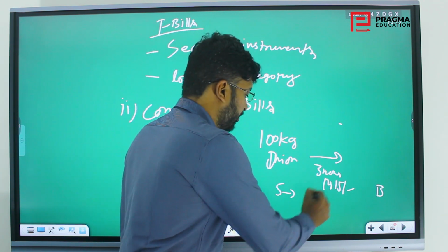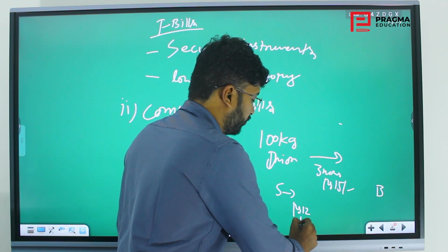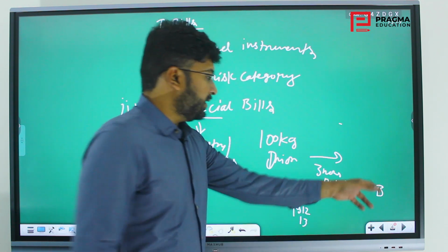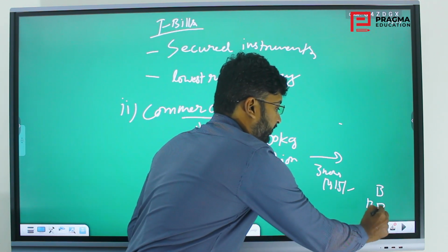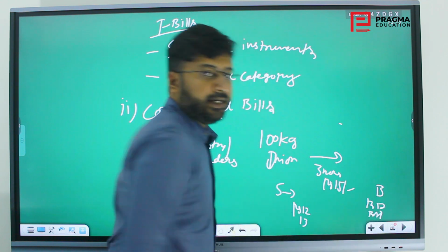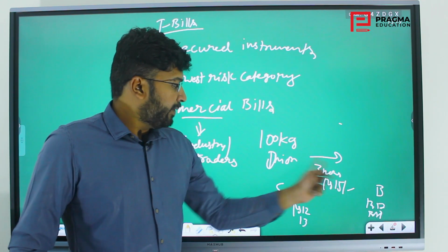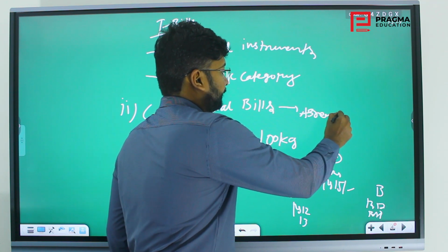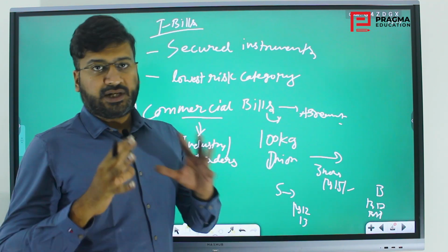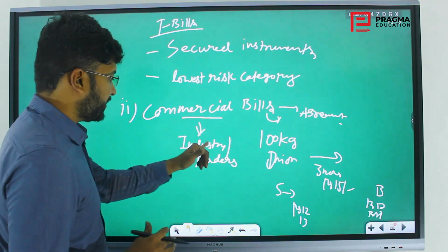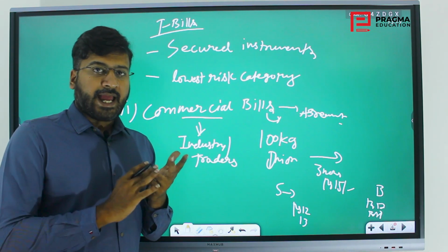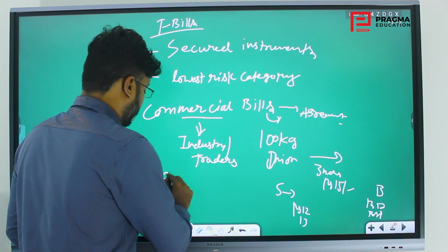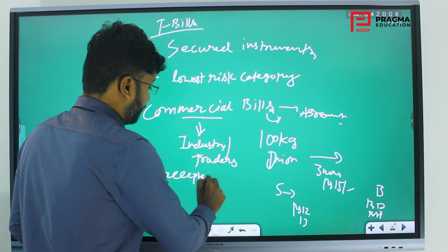This guy is ready to sell because he thinks this price is going to fall to 12, 13 or whatever. This guy thinks this price is going to touch 17 or 18 rupees. So he is ready to buy, he is ready to sell. They will make an agreement. That itself is a commercial bill. These are issued by industry or traders and they are accepted by banks in India.